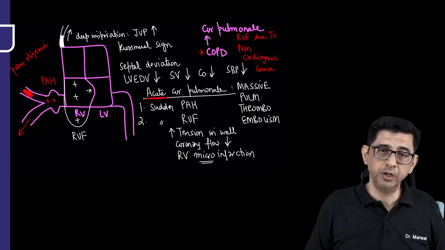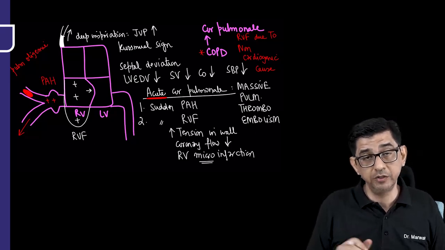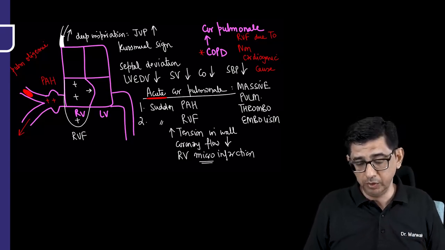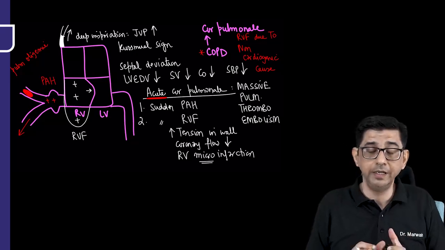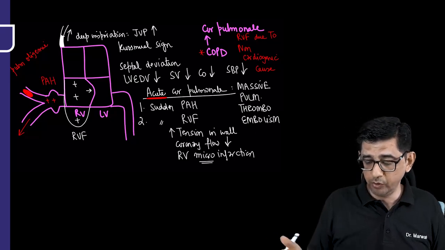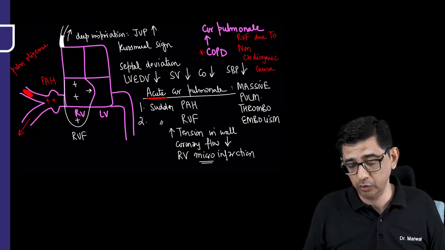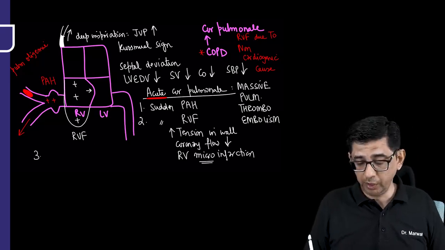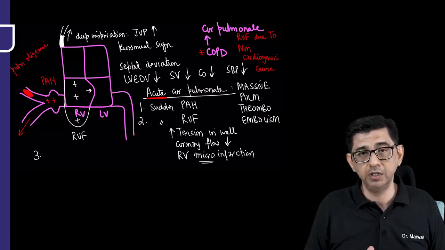Why is there a microinfarction? Because blood supply to the heart itself is lesser. Because the heart is dilated, it is stretched, and therefore the grossly dilated heart, the increase in the tension of the wall of the heart squeezes its own blood supply, and therefore right ventricular microinfarction could be occurring. This is just the starting of the event, guys. Pulmonary arterial hypertension, RV microinfarction is just starting.